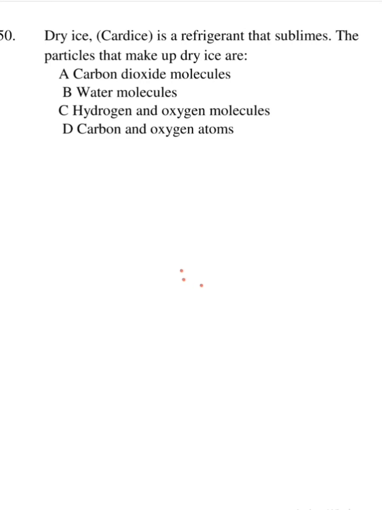In number 50, dry ice, otherwise called Hadis, is a refrigerant that sublimes. The particles that make up dry ice are carbon dioxide molecules. Yes, dry ice is a solid form of carbon dioxide.